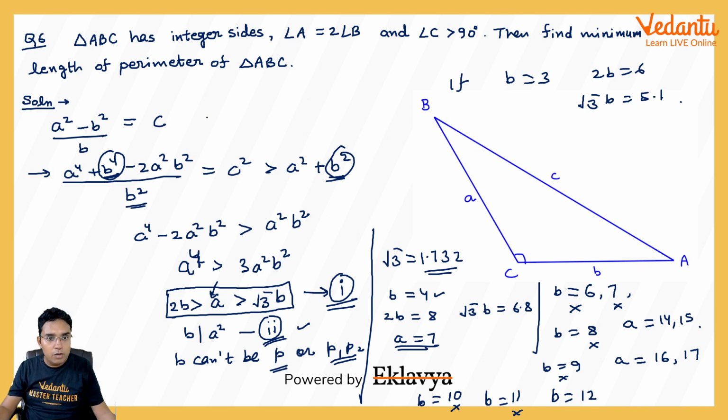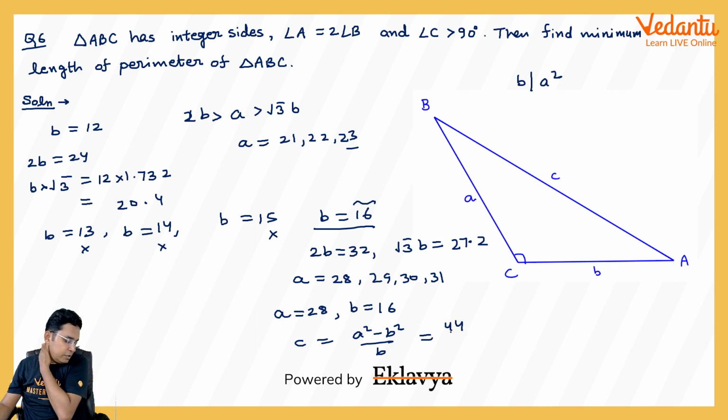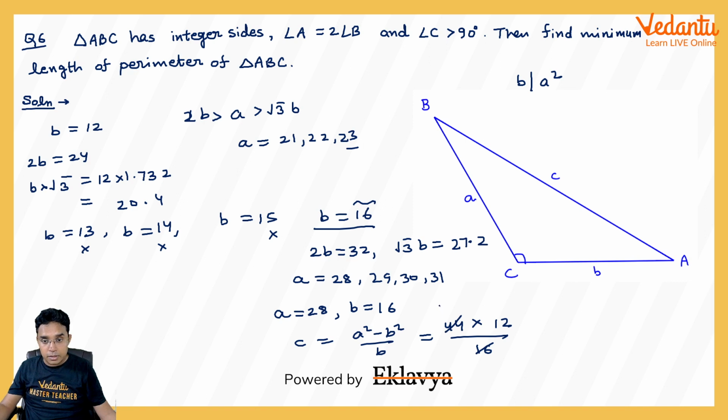C can be found from this result, A square minus B square upon B. So C I can write as A square minus B square upon B. Yeah, so let me write this as A plus B. I think it will be 44. 28 plus 16, 44, into A minus B, that is 12, upon B is 16, and this C should also be integer. So it is 11 here and 3 here. So 33 we are getting.